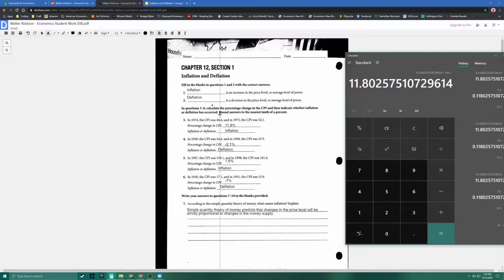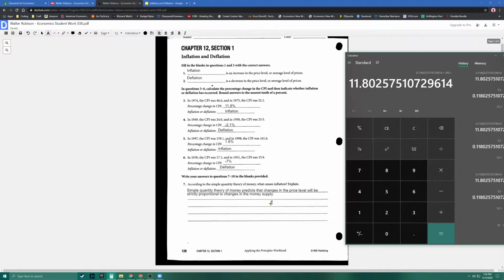Notice this though in your questions. It'll say, not always, but if it does say this, then you have to do this: round answers to the nearest tenth of a percent. So 11.8. If it's a positive number, it's inflation. If it's a negative number, it's deflation. Okay. When you take these two numbers, 23.5 subtracted from 24, you're going to get a negative number. Okay. And that's why you get deflation.